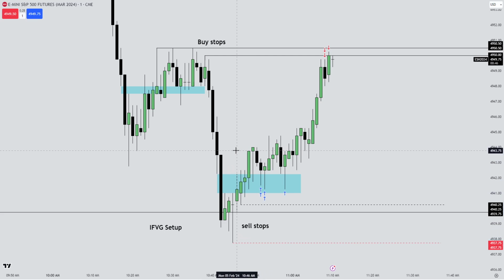Now, does that mean that there can't be any inversion fair value gap setups that didn't take out liquidity? That's not what I'm saying. I'm saying that you're better off. You're going to see higher probability setups when price takes out liquidity and displaces higher. Price returns back down. I'm entering inside the fair value gap.